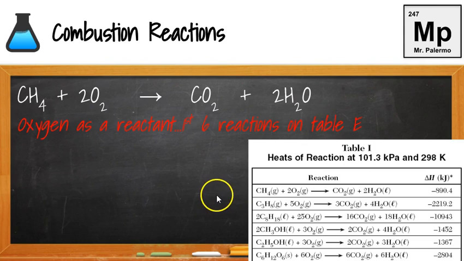Combustion reactions, they're going to have a very similar look. They're all located on, or at least some of them are located on, Table I, the top 6. And you'll see they all have some sort of carbon-based fuel source, oxygen, and then the products are going to be CO2 and water.